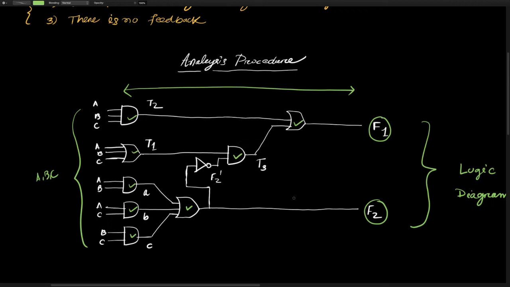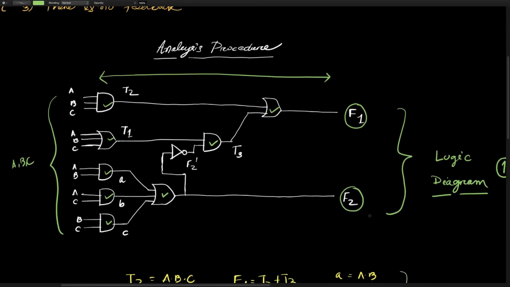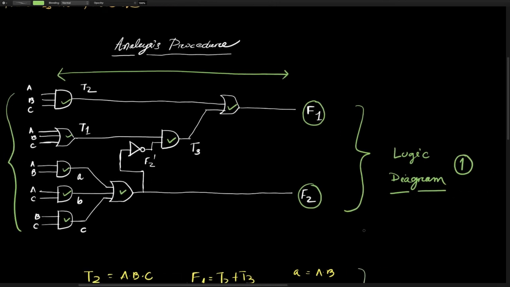So this part is your logic diagram. This is the first step of your analysis procedure. If the logic diagram is given to you, you have to identify the inputs and also identify the outputs. We call it the logic diagram, and this is the first step for the analysis procedure.